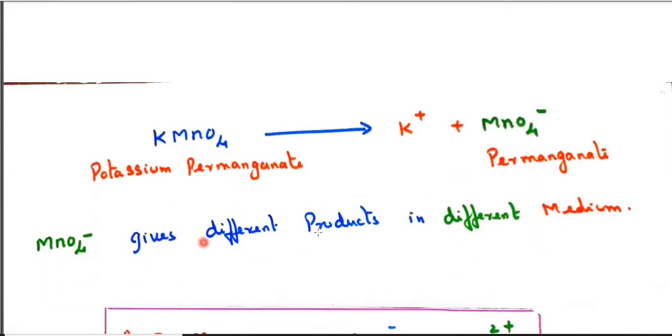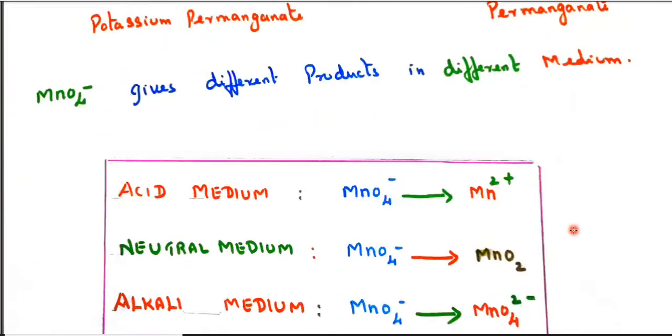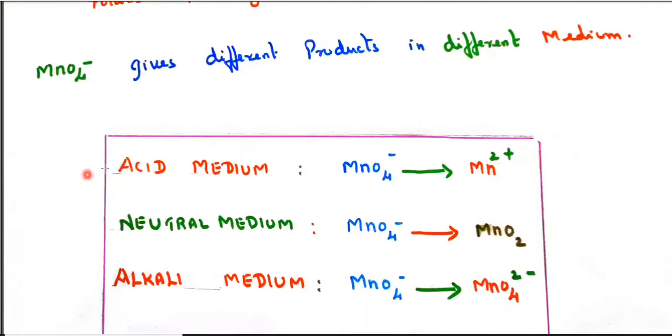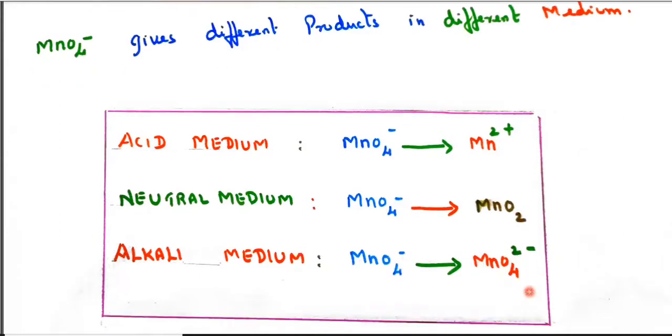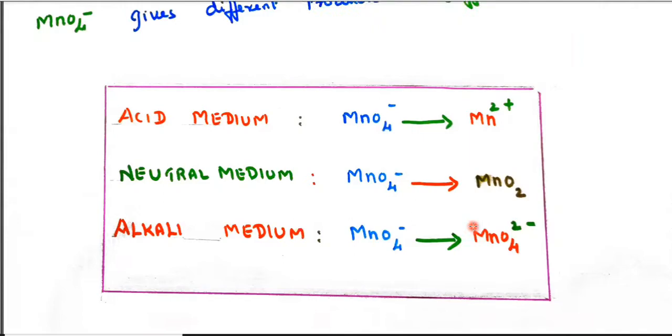MnO4 minus gives different products in different media. Medium means acid medium, neutral medium and alkali medium. First, in an acid medium, MnO4 minus gives Mn2 plus. In neutral medium, MnO4 minus converts to MnO2. In alkali medium, MnO4 minus gives MnO4 2 minus. So these are the products produced from permanganate. Let us see them one by one.